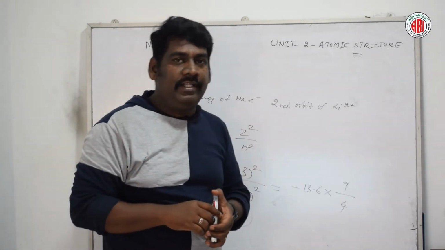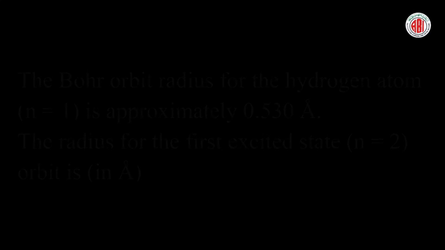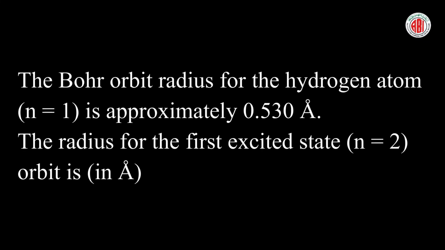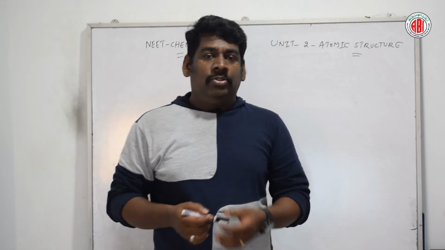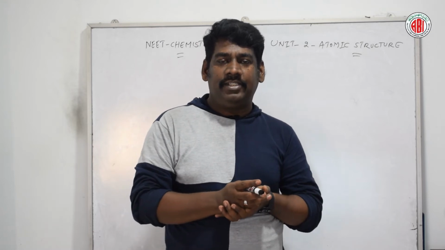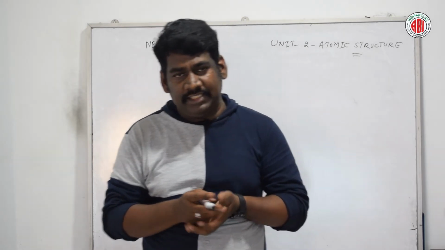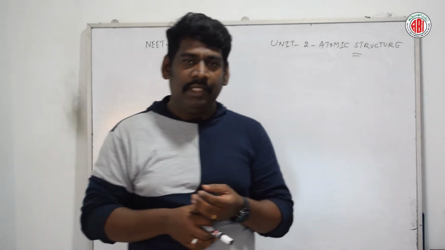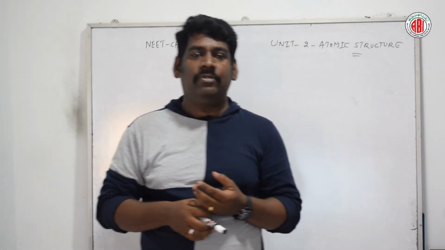Okay, now let us go for the next question. Look at this question, guys. The Bohr orbit radius for the hydrogen atom, n equal to 1, is approximately 0.530 Angstrom. What is the radius for the first excited state, n equal to 2, in Angstrom? Here 4 different options are given. Let us see how to solve this problem. The radius of the hydrogen atom is given as 0.530 Angstrom, the excited state n value is 2, and the atomic number of hydrogen is Z equal to 1.